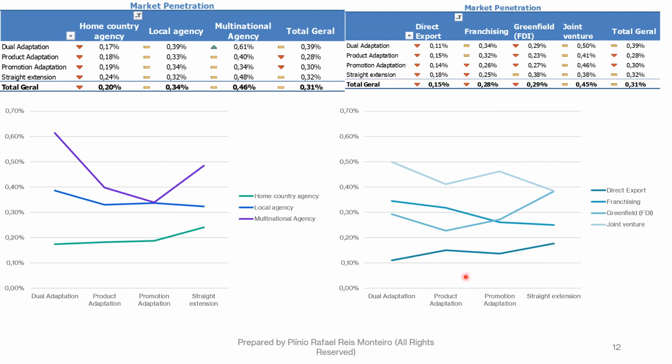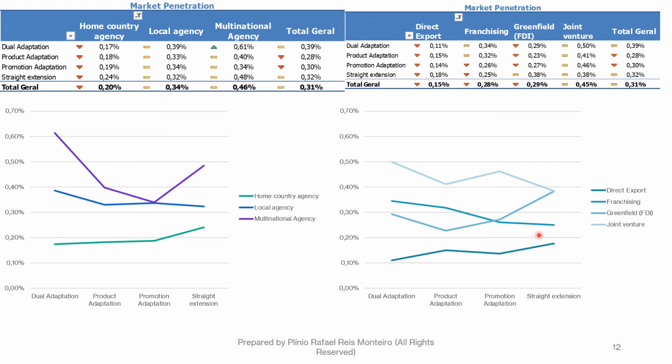And also we have some minor differences, for instance, in direct export. Usually there is a small higher performance for the Strafe extension with direct export. Remember that direct export is a low risk entry mode, and usually when companies make efforts to change their value proposition for direct exports, they are probably taking more risk and not using the full benefits of not adapting your value proposition when you're just selling the products.